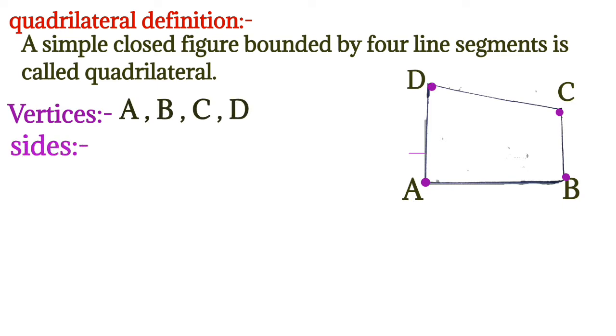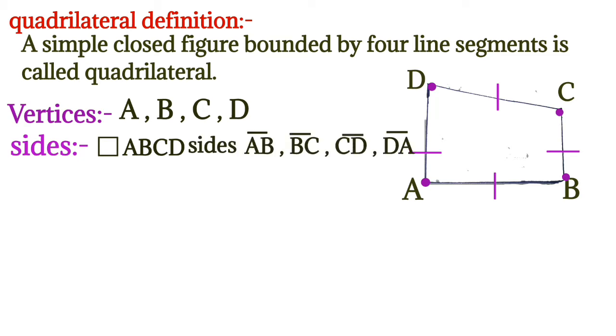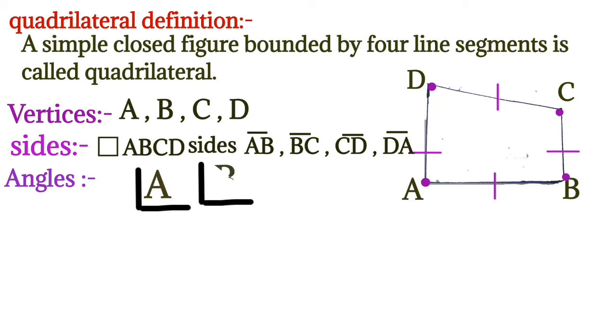Now come to the sides. What are the sides of this quadrilateral ABCD? That is AB, BC, CD and DA. Four sides are there. Now coming to the angles. Wherever two sides meet, there you will get a point. Here four angles are there: angle A, angle B, angle C and angle D.